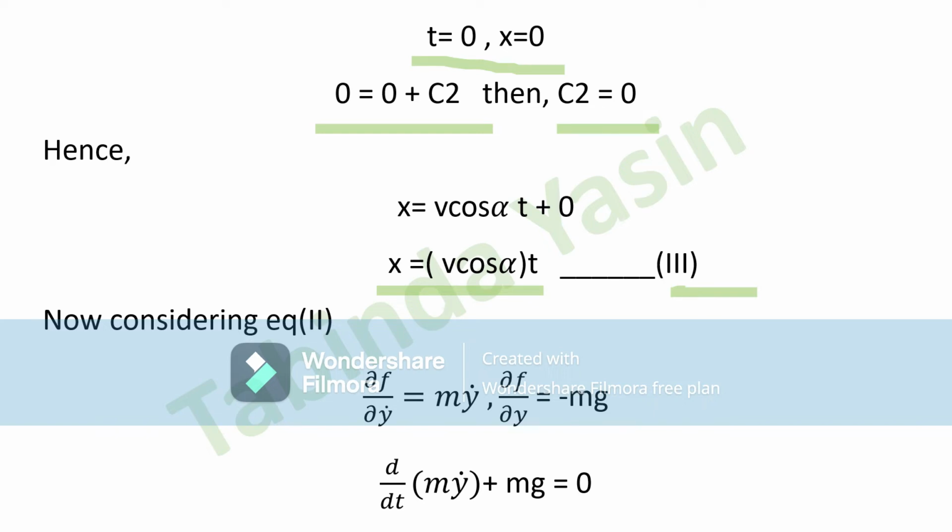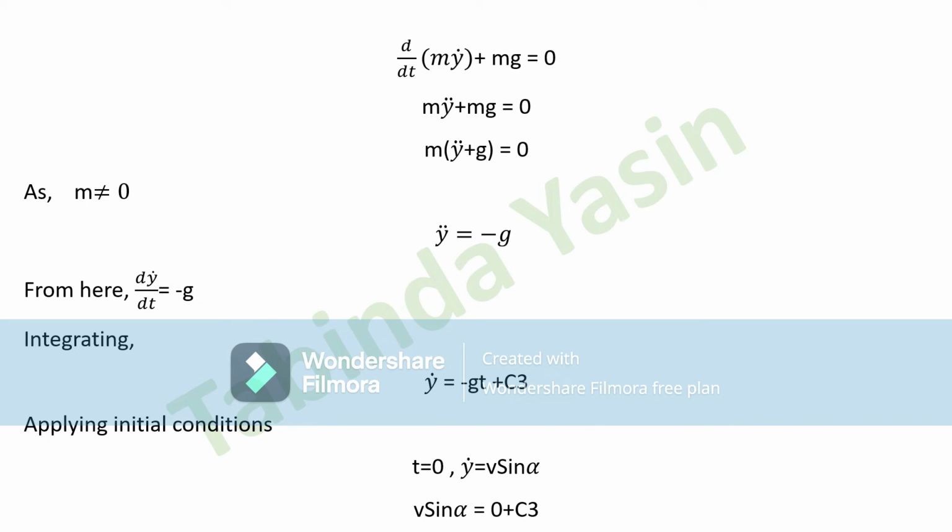and partial f over partial y is equal to minus mg. From equation 2, we got the value of partial f over partial y dot, that is my dot, and partial f over partial y is equal to minus mg. Then substituting those values in equation 2, we get d by dt of my dot plus mg is equal to 0.